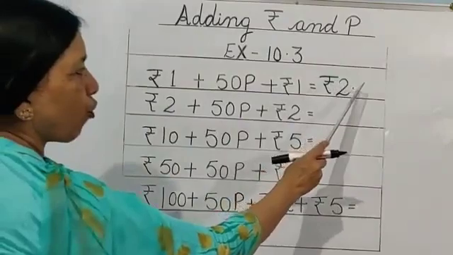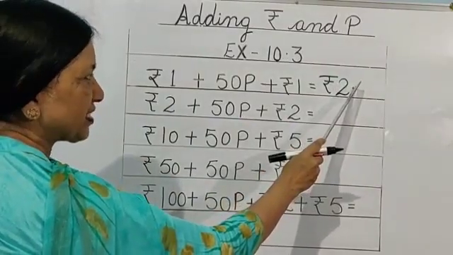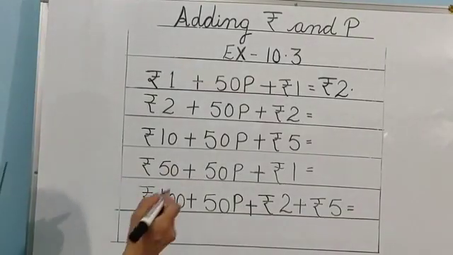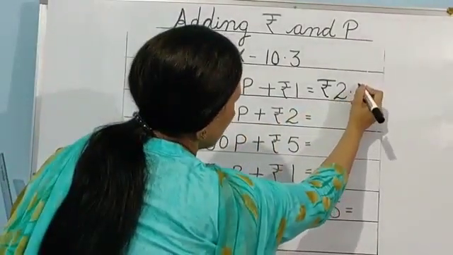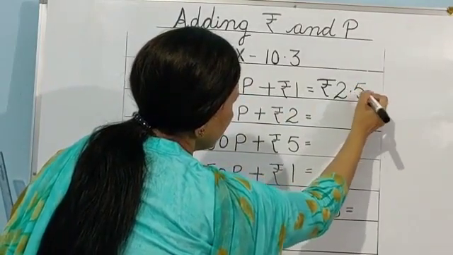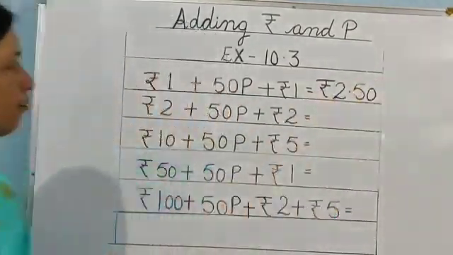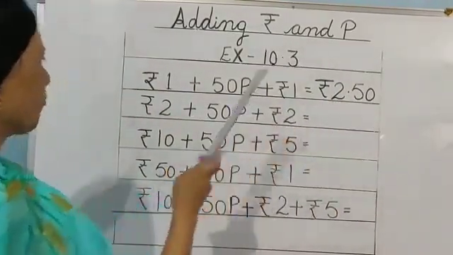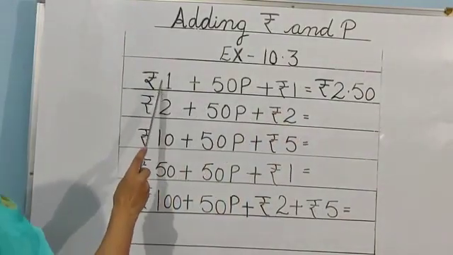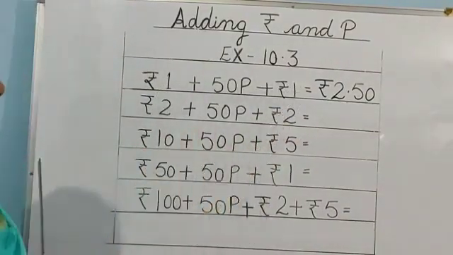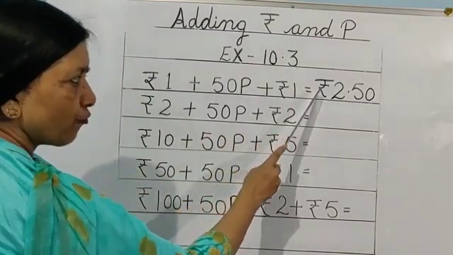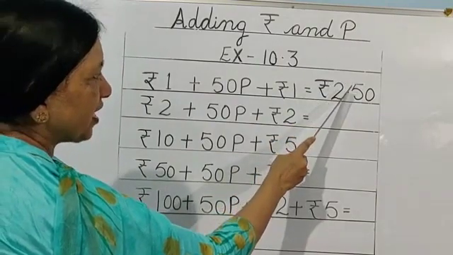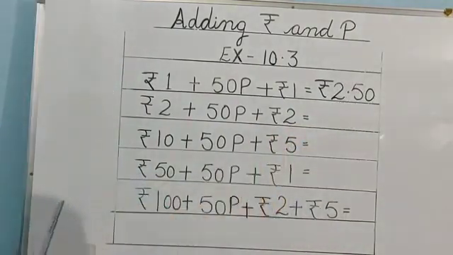And we have put dot in place of paise. And how many paise are there? 50. So what will be the answer? Rupees 2.50. First of all, add rupees. Put the symbol of rupee. And then put point in place of paise. And then write down paise.